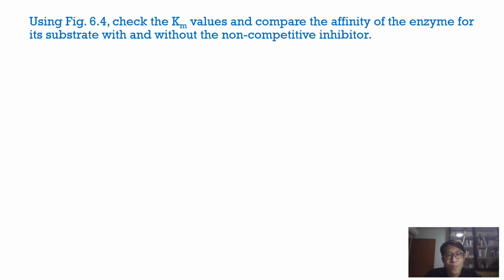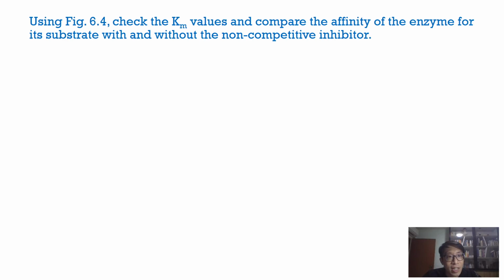So, check your understanding. Using the figure 6.4, can you check the values and compare the affinity of the enzyme again? You will find that it's different between the non-competitive inhibitor and the competitive inhibitor. So pause the video, spend some time, check the Km, check the affinity. Once you're done, you can resume the video.